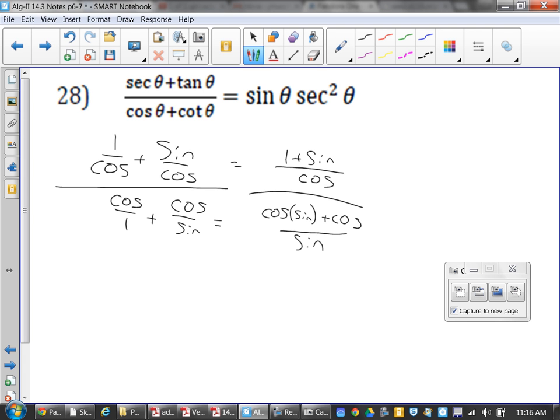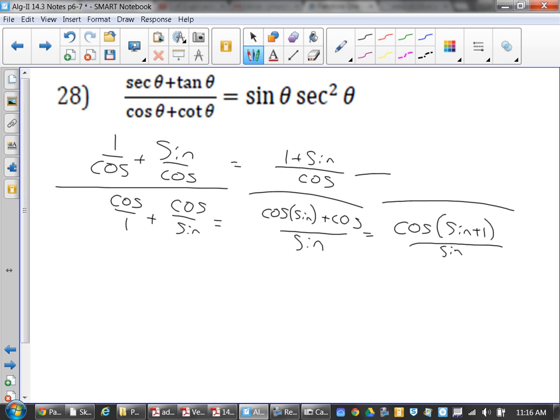Okay? Bottom of the complex fraction. Notice how both terms in the numerator of the bottom have a cosine. Factor it out. And then this just goes right here.